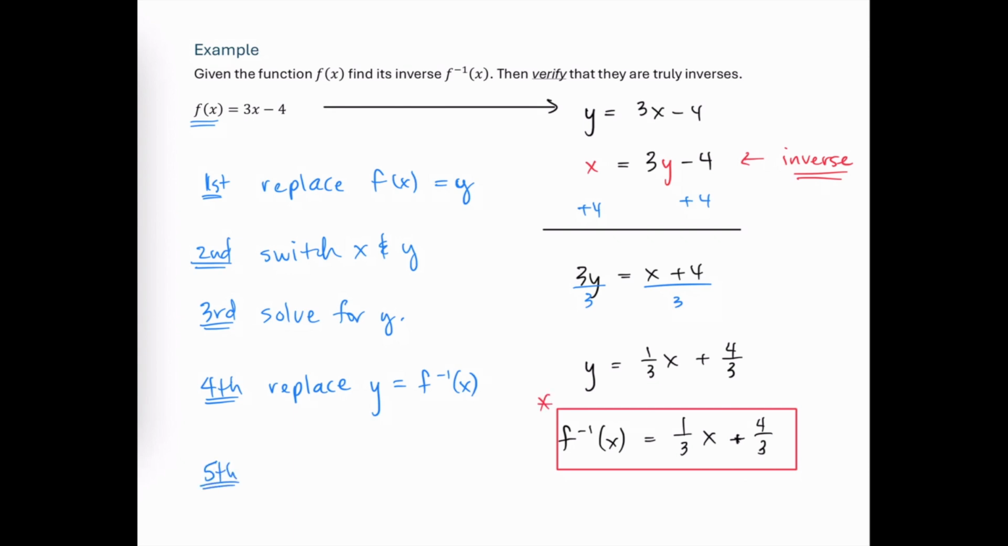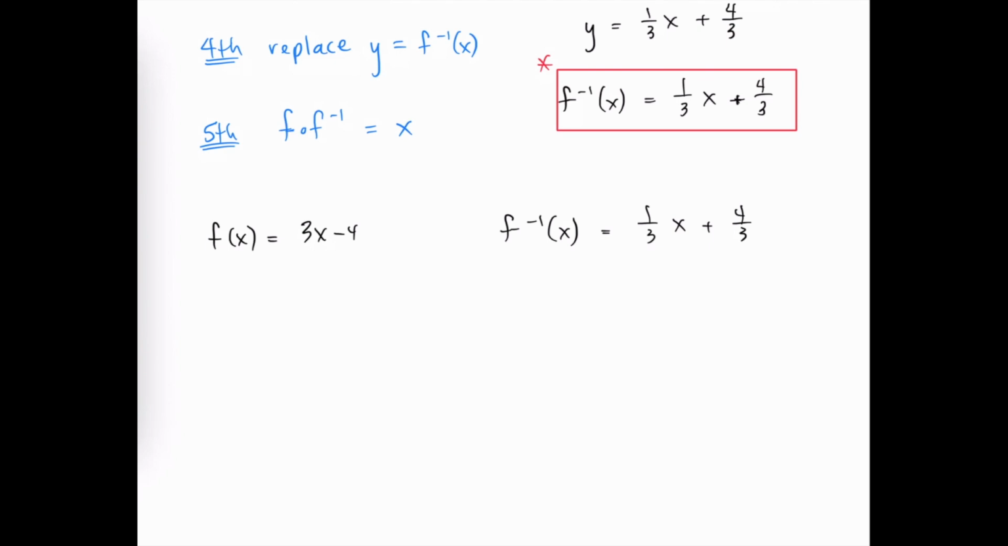Now the last thing that we want to do is what was indicated in the directions. We need to verify that our answer is correct, verify that these two are truly inverses of each other, and we do that by composing the original function with the inverse function that we found, and that composition should simplify down to being just x. So here I've recopied the original as well as the inverse function, and now we're going to compose these two in either direction. We could say f of f inverse or f inverse of f.